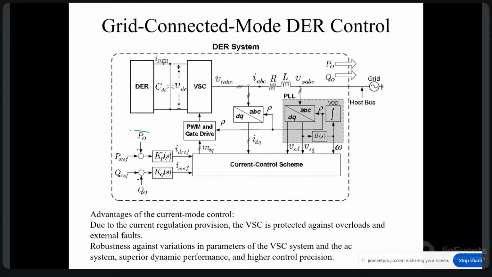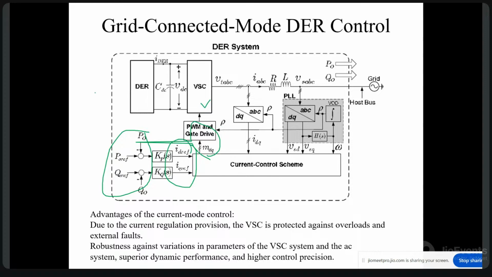So what we do, the same real and reactive power references will be there. Instead of generating the voltage references, we are going to generate the current references. Those current references will further be utilized to generate the voltage references and the switching pulses. This is the difference. The rest is all the same.